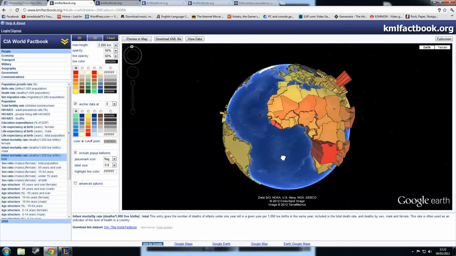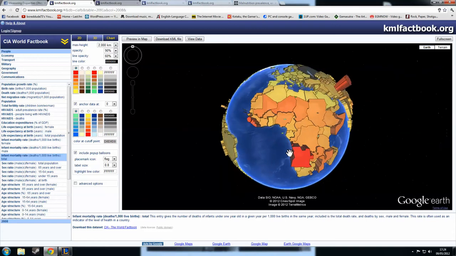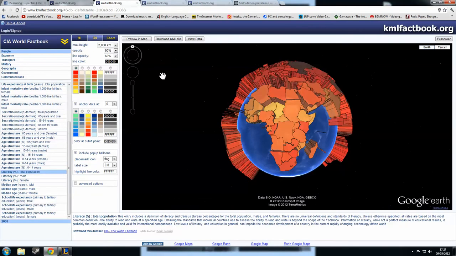Now, this could suggest that infant mortality rate increases with LEDCs, which seems to be true here, as the majority of Africa has a very high infant mortality rate. The next factor is literacy, which is a percentage of the total population of that country.